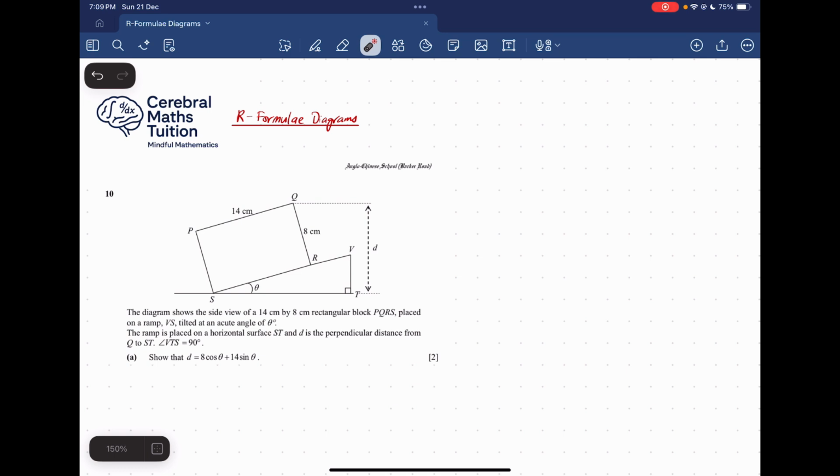As theta varies, D would vary. That is why D, this length, is a function of theta. It depends on theta. The other numbers like 14, 8, this 90 degrees, these are constants that will never change.